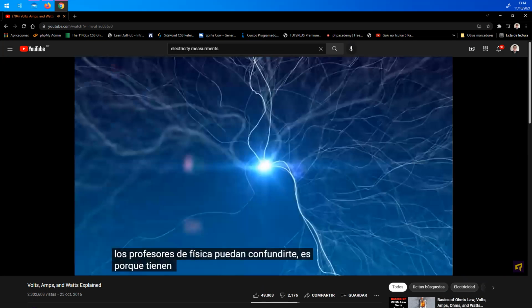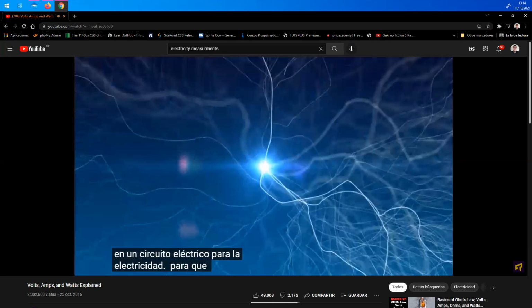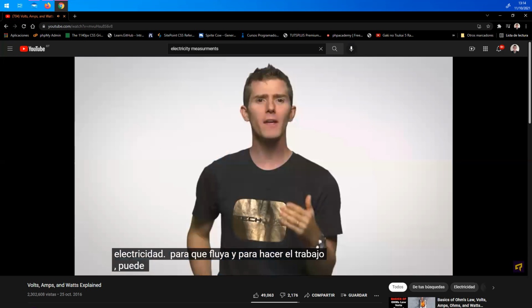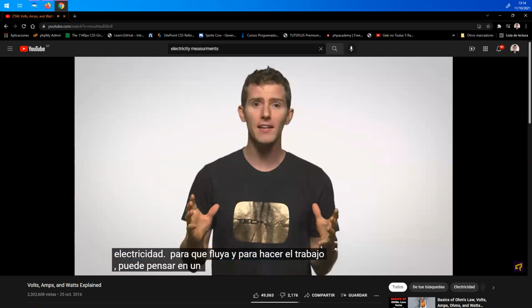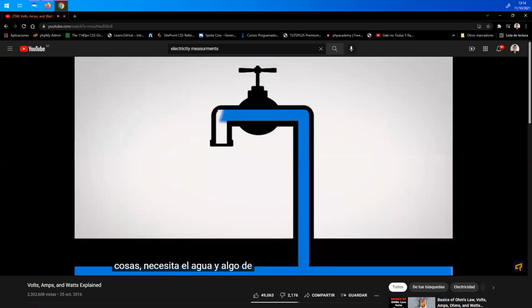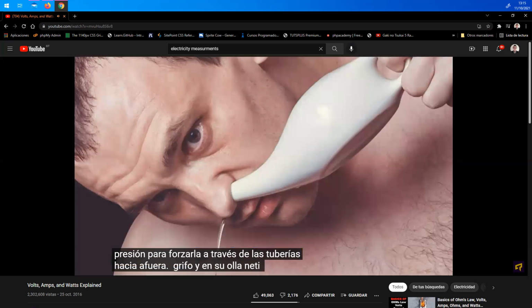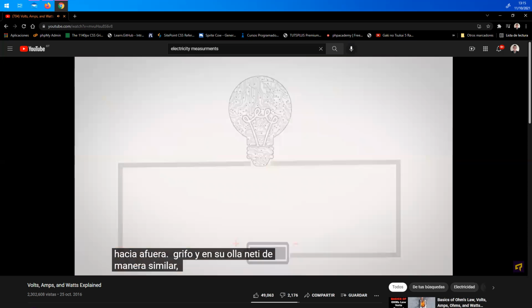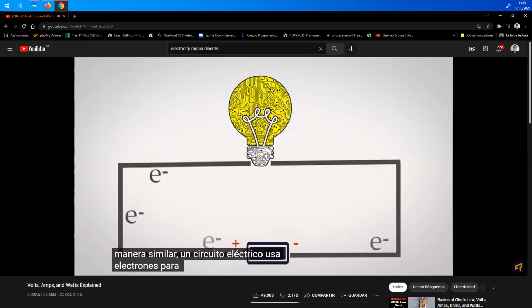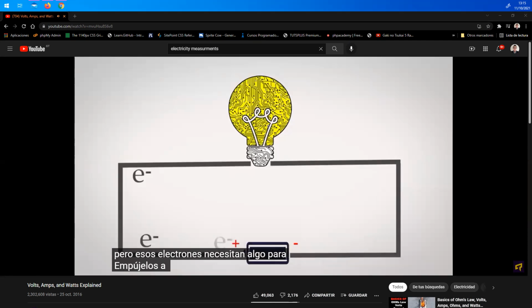It's because several important things have to happen in an electrical circuit for electricity to flow and for work to be done. You can think of a circuit kind of like the faucet on your kitchen sink. If you want water to come out, you need two things. You need the water itself and some pressure to force it through the pipes out your faucet and into your neti pot. Similarly, an electrical circuit uses electrons to carry the electricity, kind of like the water in our faucet analogy. But those electrons need something to push them along a circuit.